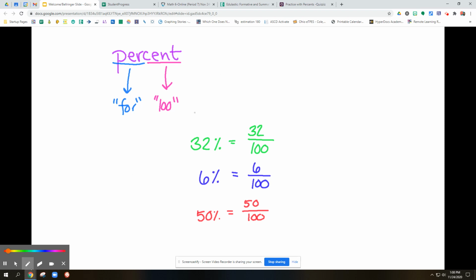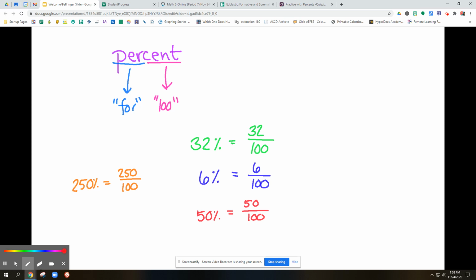So one more quick example to show you is even if you had something like 250%, which is able to happen, that is still going to be out of 100. So you would write this as 250 out of 100. Now, because percents can be written as a fraction out of 100, we could read these fractions as 32 hundredths, 6 hundredths, 50 hundredths, 250 hundredths, which means that they can also be written as a decimal.